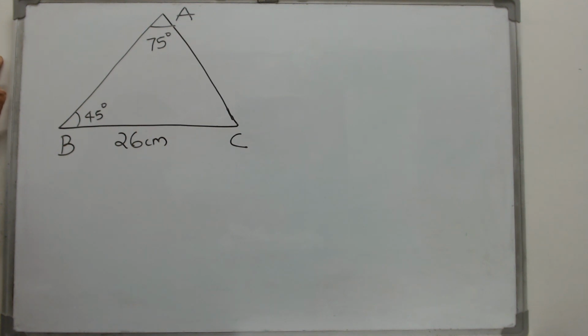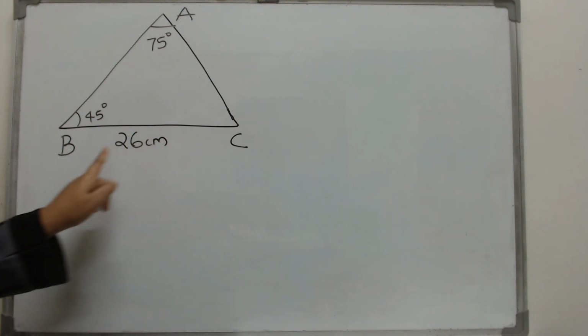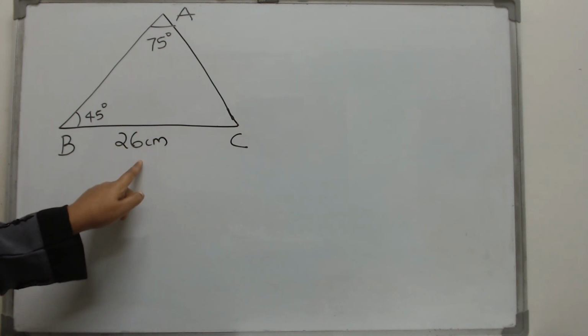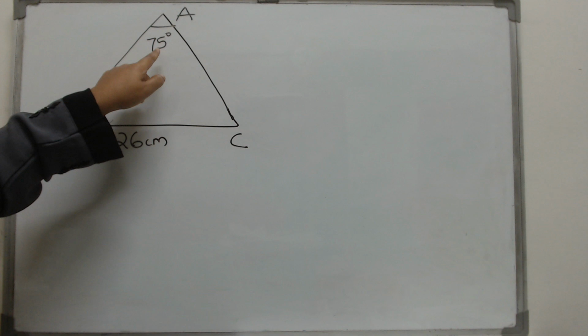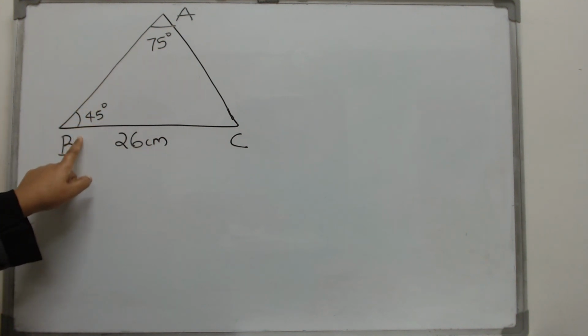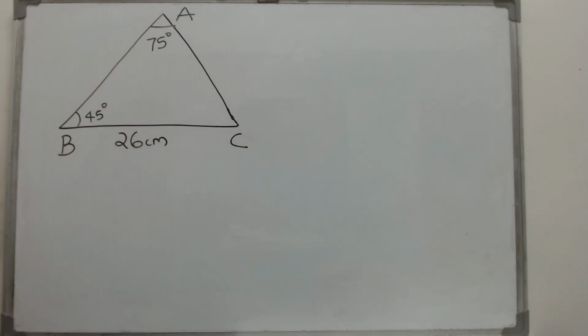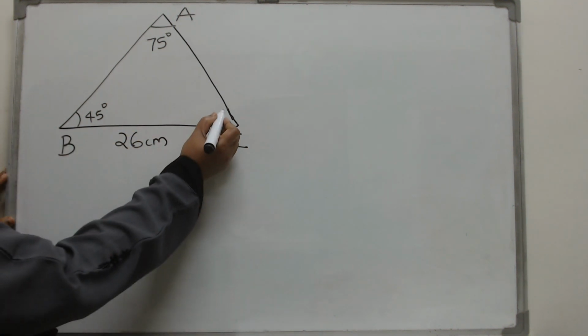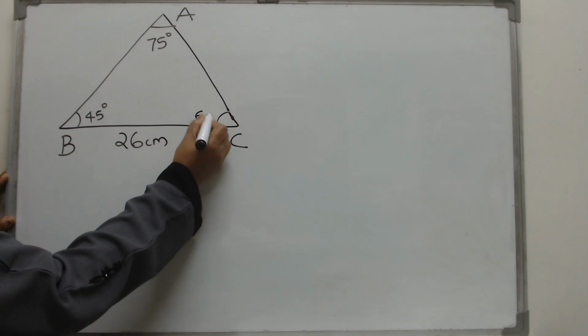Here we have a triangle ABC. The measure of one of the sides, BC, is given as 26 centimeters. Angle A is 75, B is 45. The sum of angles of a triangle is 180 degrees, which means angle C is going to be 60 degrees.